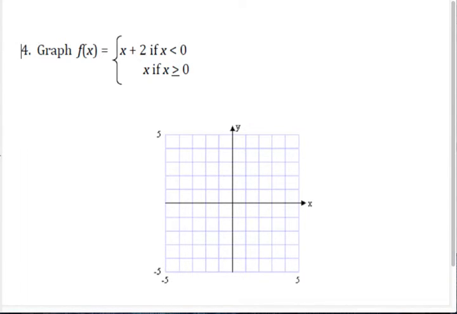This is going to look like, if I do this right, something like that. And something like that. There's your piecewise function. And we're done.